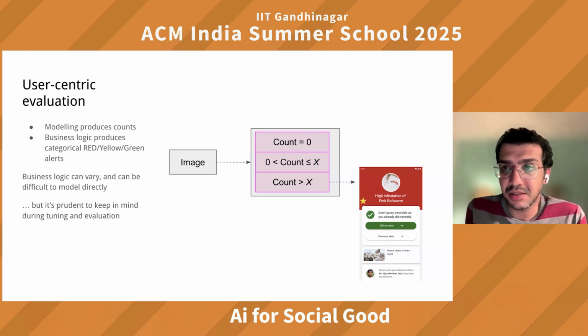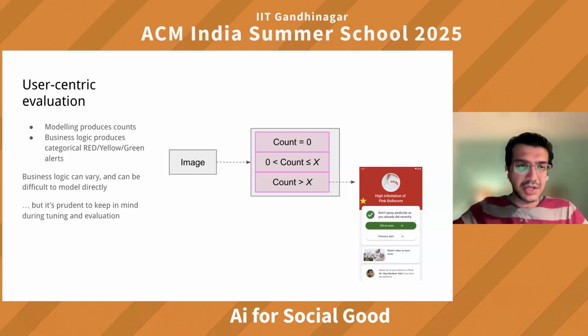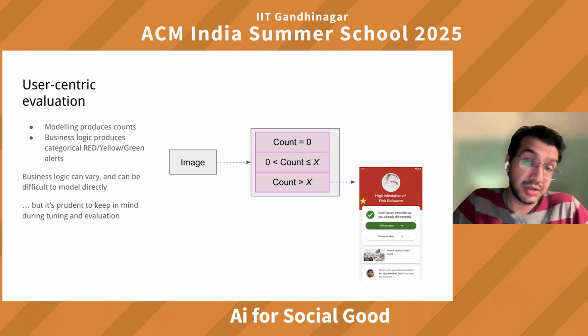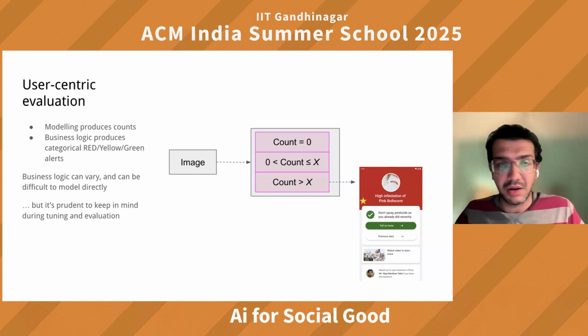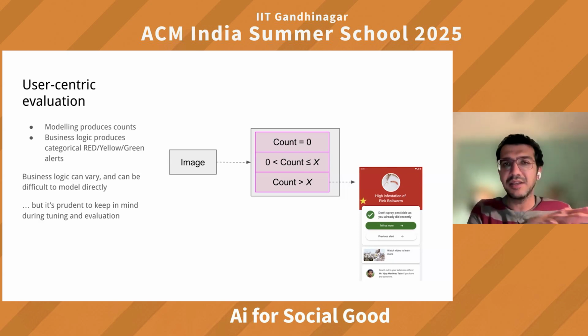Now, initially, we thought we can just build a classifier. Why not? Easier to build a classifier than a counter. But fortunately, we didn't, because different places around the country have different rules, right? So if I get a count, then I can give a red alert in one place and a yellow alert in another one. So I can use the same model across. This was one choice of modeling, which gave us flexibility.